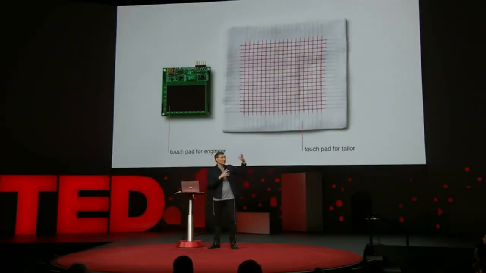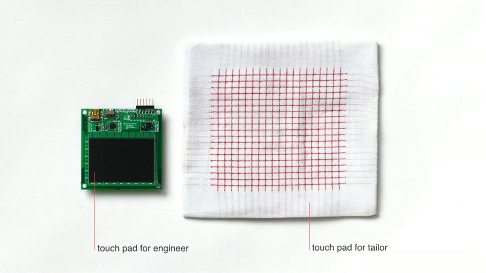Taylor would look like this, made of textile, so you can cut it with scissors and sew it in. At the same time, it has to retain the performance.